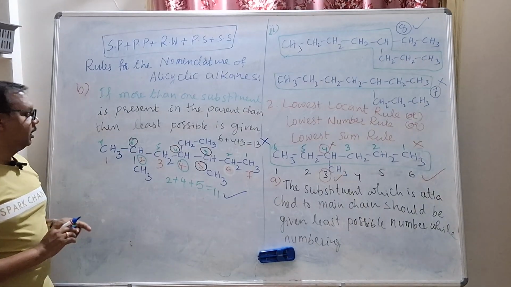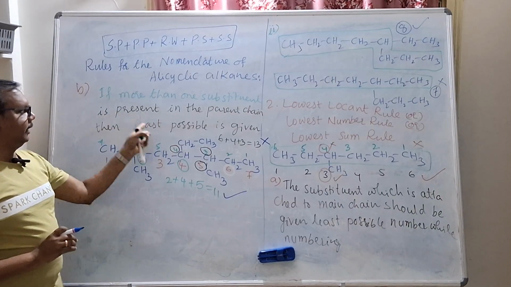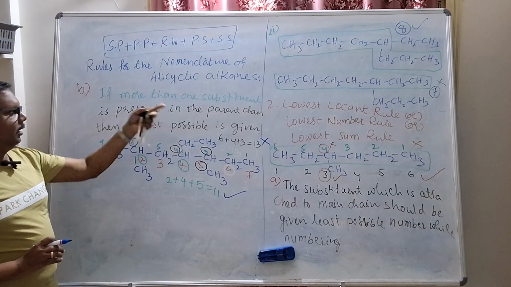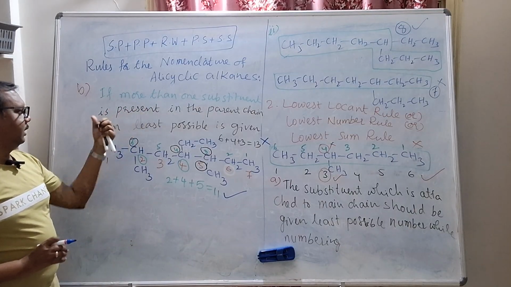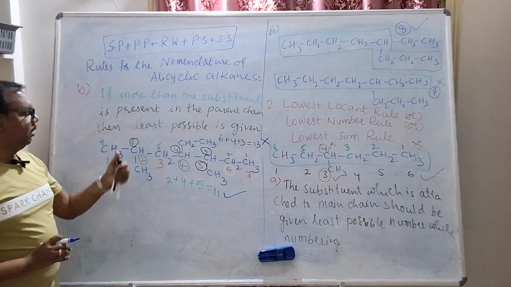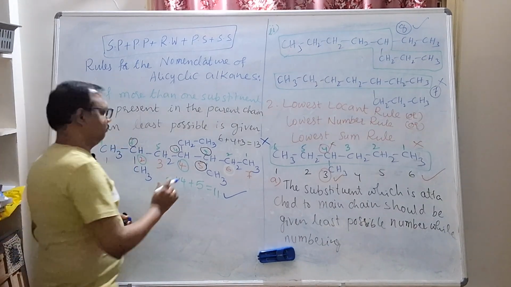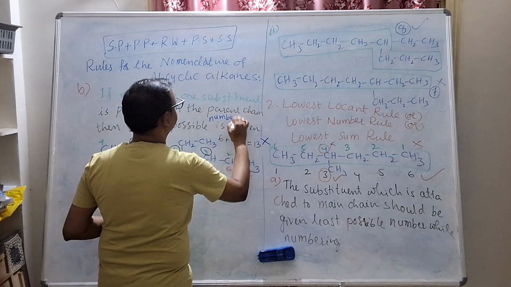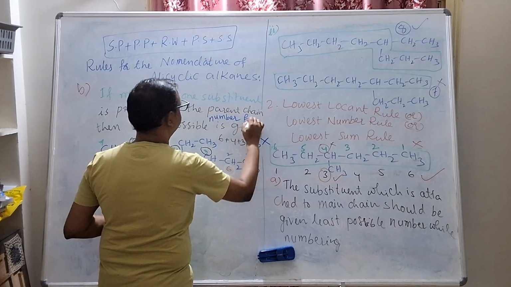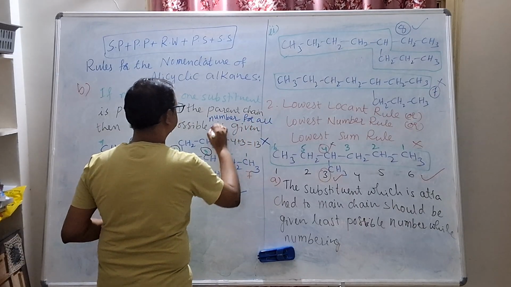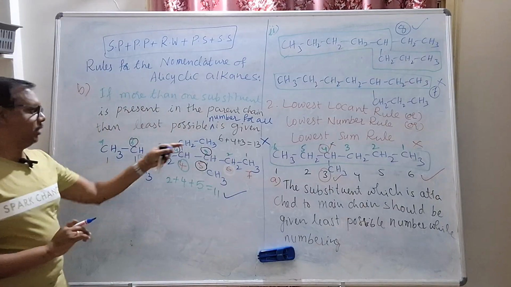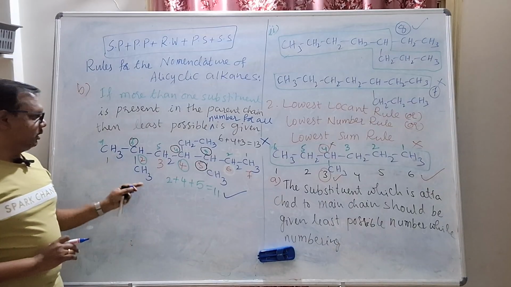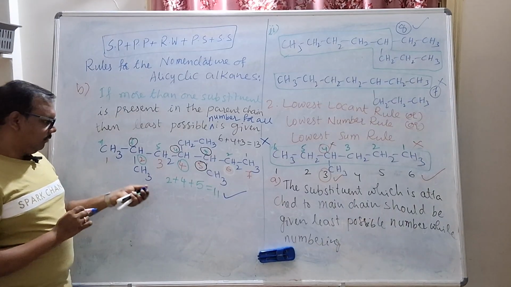Lowest sum rule means what? All the substituents you have to take the sum. If more than one substituent is present in the parent chain, then the least possible number is given for all. All the substituents, least possible number is given, we can say here. Okay, therefore you can see that, therefore we can write in that manner.